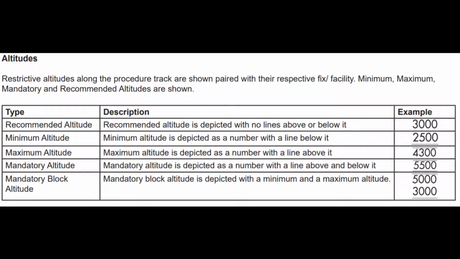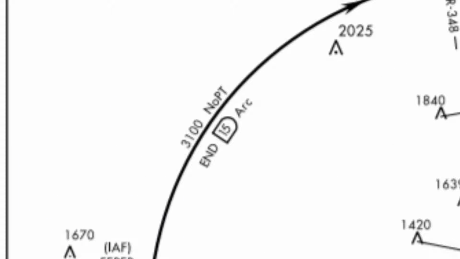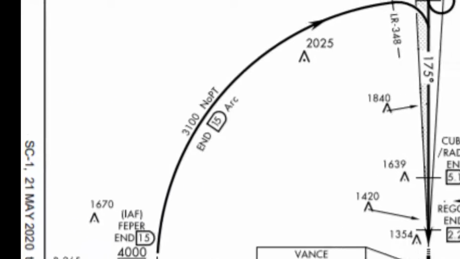Recommended altitudes are depicted with no lines above or below. A minimum altitude has the numbers with a line below it. A maximum altitude will show the numbers with the line above it. Mandatory altitudes have numbers with lines above and below. And mandatory block altitudes will have two numbers, with the top number being the maximum altitude and the bottom number being the minimum altitude. All altitudes that are shown along the route are considered mandatory altitudes.